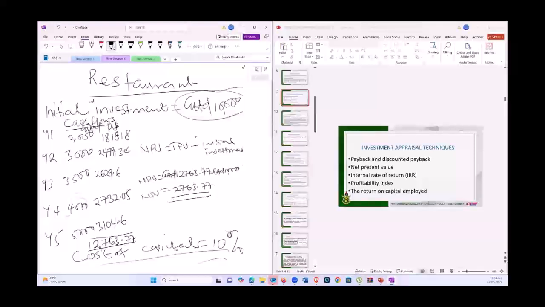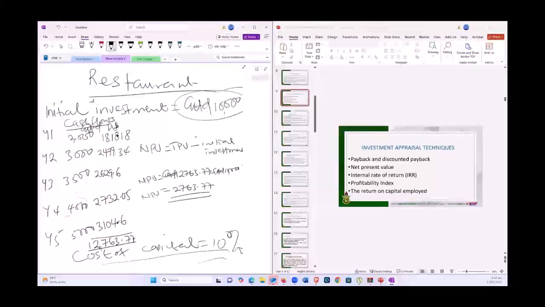Is it positive or negative? Positive. So what will be your conclusion? So the conclusion is that it's viable, right? Yes. Because the net present value is positive, so the project is viable. It should be accepted, right?